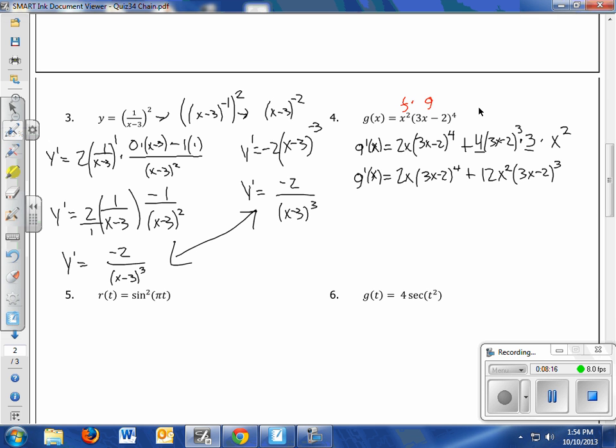Potentially on a multiple choice, you might have to factor out a 3x minus 2 cubed, as well as a 2x, which is what everything shares. If you have to do that, your resultant would be 3x minus 2 after we pull out 2x and 3x minus 2 cubed, plus 6x.